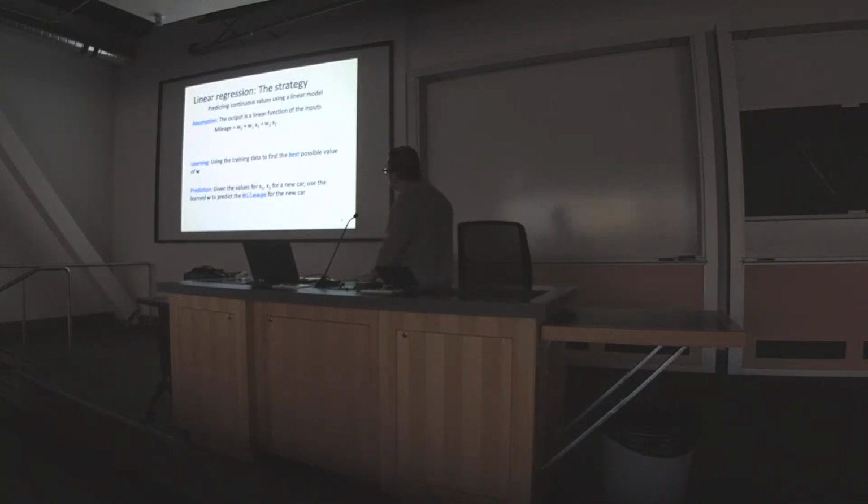We assume that the output is a linear function of the inputs. In other words, we assume the mileage is simply a bias term plus W1 x1 plus W2 x2. So here, for convenience, we denote the bias term by W0. You can view it as a notation simplification trick. We add a constant feature 1, and the corresponding weight W0 is essentially the bias term.